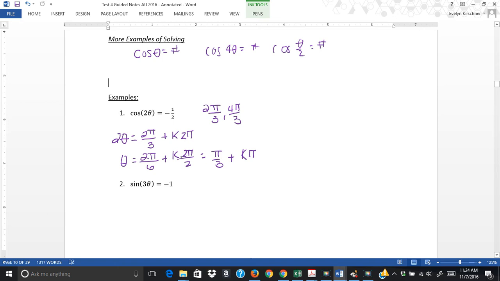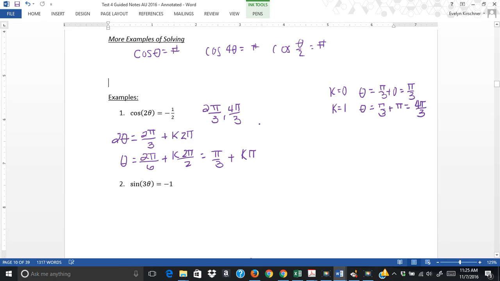Now I want to look for the answers for this, so I have to say, well, when k is 0, well then theta here is pi over 3 plus 0, or pi over 3. And when k is 1, then theta is pi over 3 plus pi, which is 4 pi over 3.